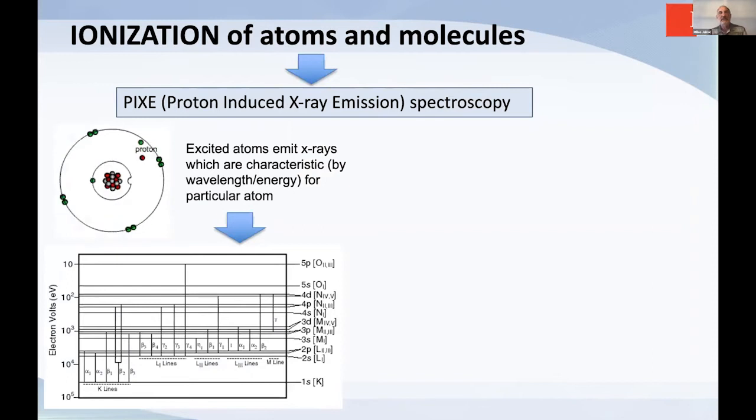So the ionization of atoms is based on the collision of protons with atomic electrons. For the X-ray emission spectroscopy, it is important that this interaction creates a vacancy in the inner shell of the atom. And as an inner shell vacancy is created, by de-excitation, X-rays of characteristic energy are emitted. This is a level scheme for the X-rays, a general one.